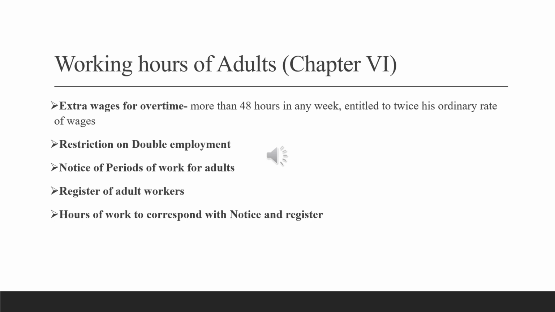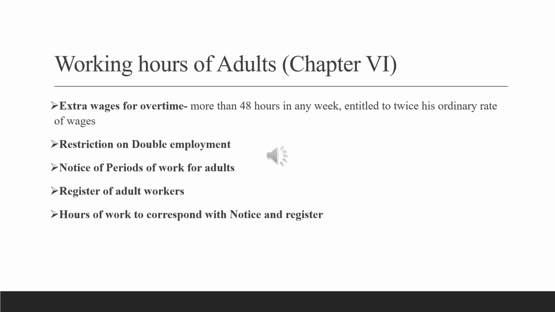Extra wages for overtime. If any worker works for more than 48 hours in any week, he should be entitled to wages at twice his original rate of wages. And there should also be a restriction on double employment. That is, a worker should not be allowed to work in a factory if he is already working in one. There should also be a notice of periods of work for adults.